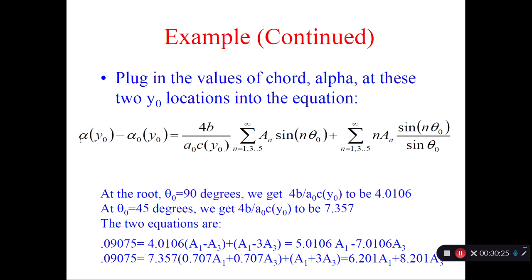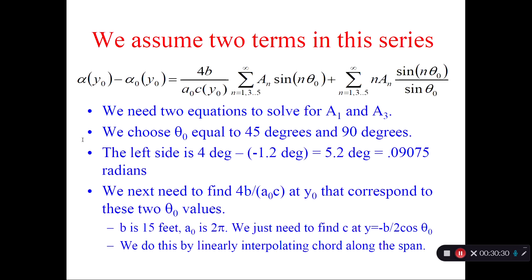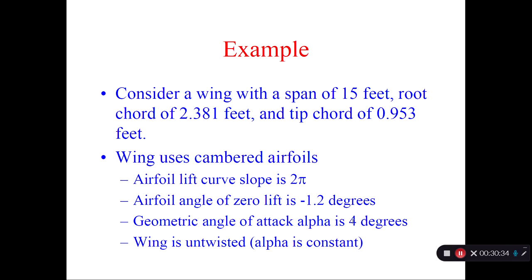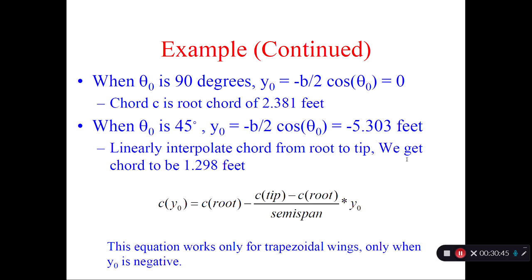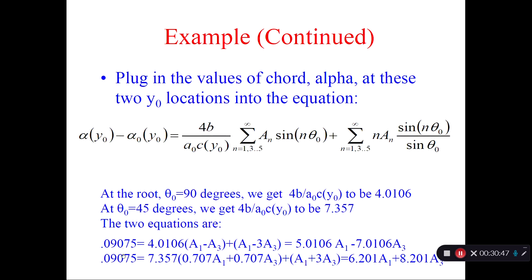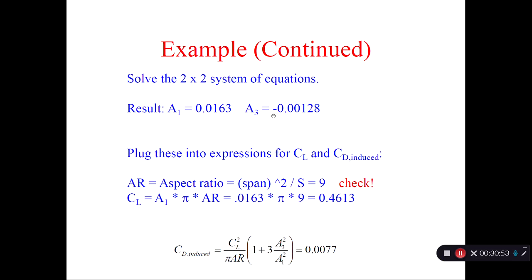Note that alpha should be in radians. Don't use degrees. I have given you 4 degrees, so convert immediately the 4 degrees into radians. This is minus of minus 1.2, so 4 plus 1.2 is 5.2 degrees. So 5.2 degrees must be converted into radians. So alpha minus alpha naught is in radians. So solve this 2 by 2 system of equations. Then you'll get this as the answer.